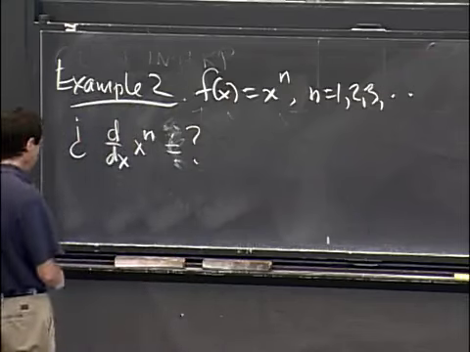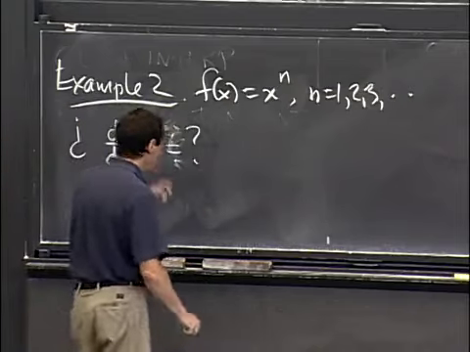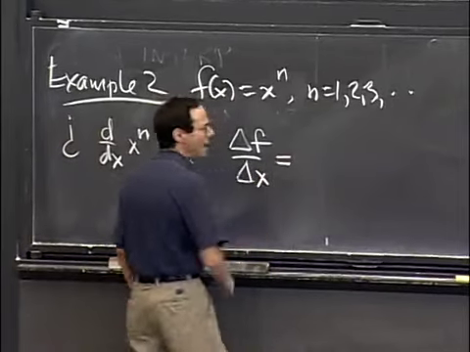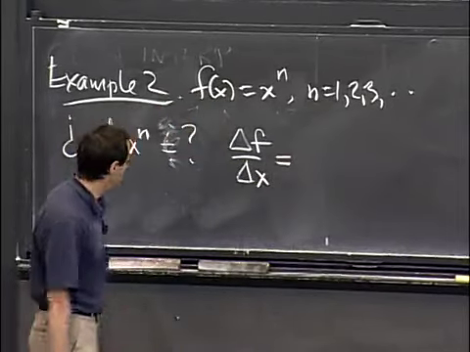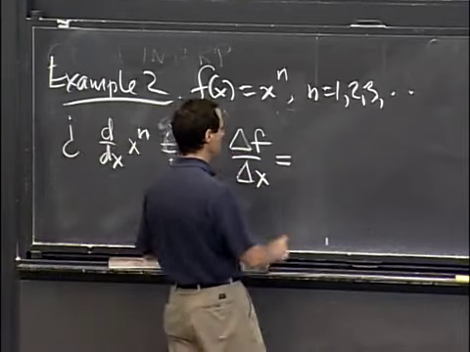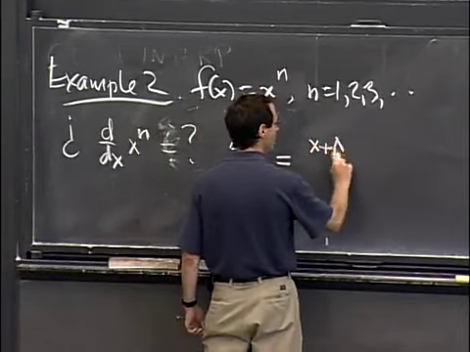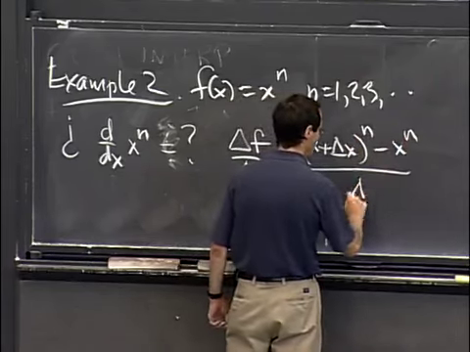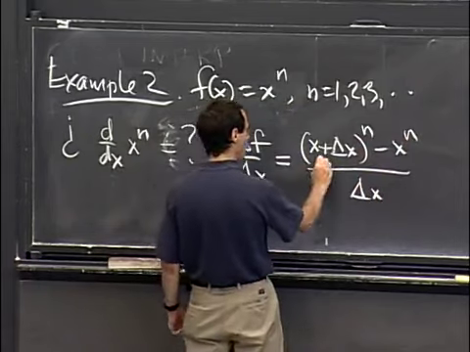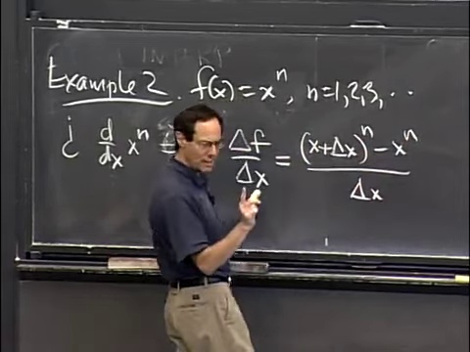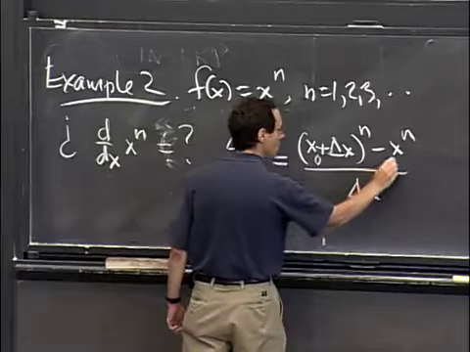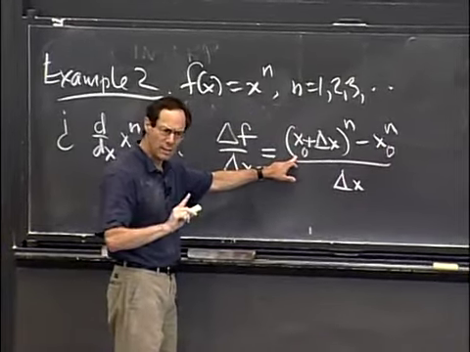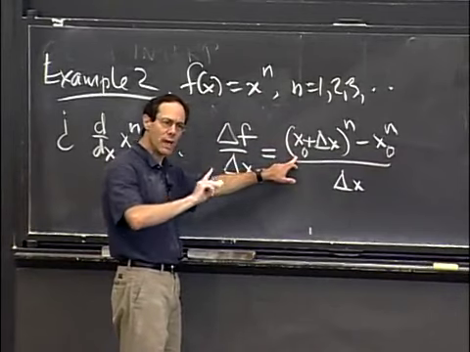So again, we're going to form this expression, delta f over delta x, and we're going to make some algebraic simplification. So what we plug in for delta f is x plus delta x to the n minus x to the n, divided by delta x. Now, before, I wrote x0 here and x0 there. But now, I'm going to get rid of it. Because in this particular calculation, it's a nuisance.